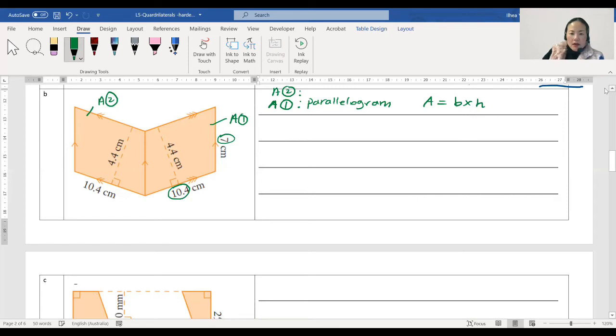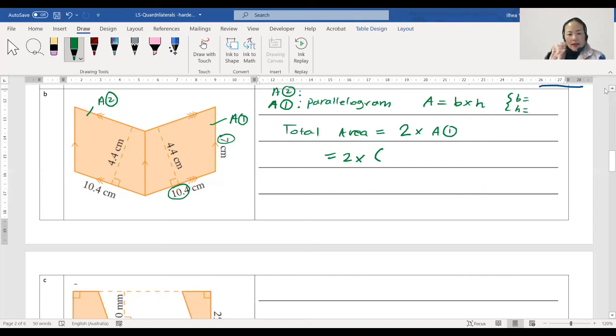Now, for the total area, instead of adding A1 plus A2, I'm going to double one of the areas. You can do area 2 if you want to, but I'm going to do area 1. I'm going to double it because it is exactly the same. So 2 times... Before I start, I need to know my base and height for the parallelogram here.